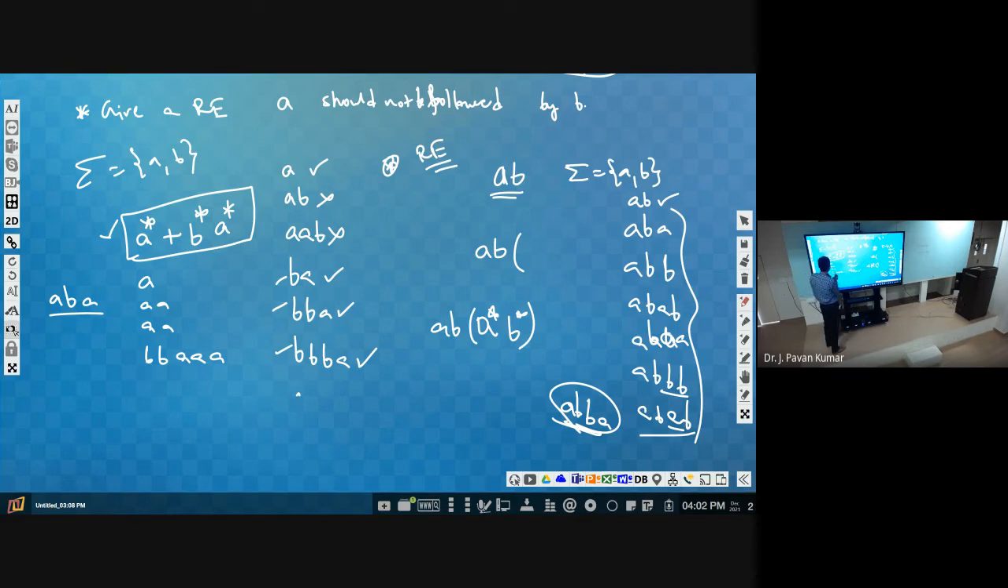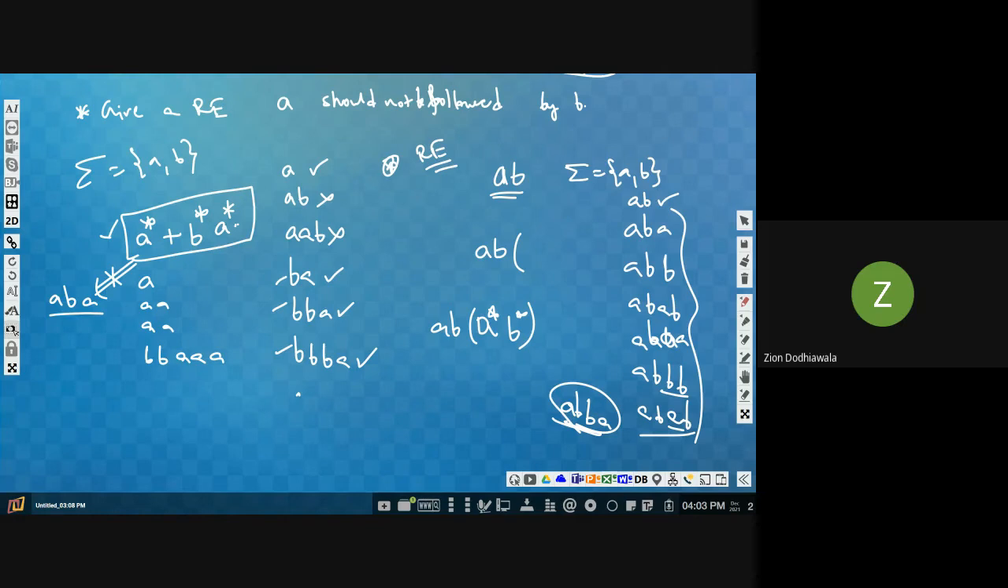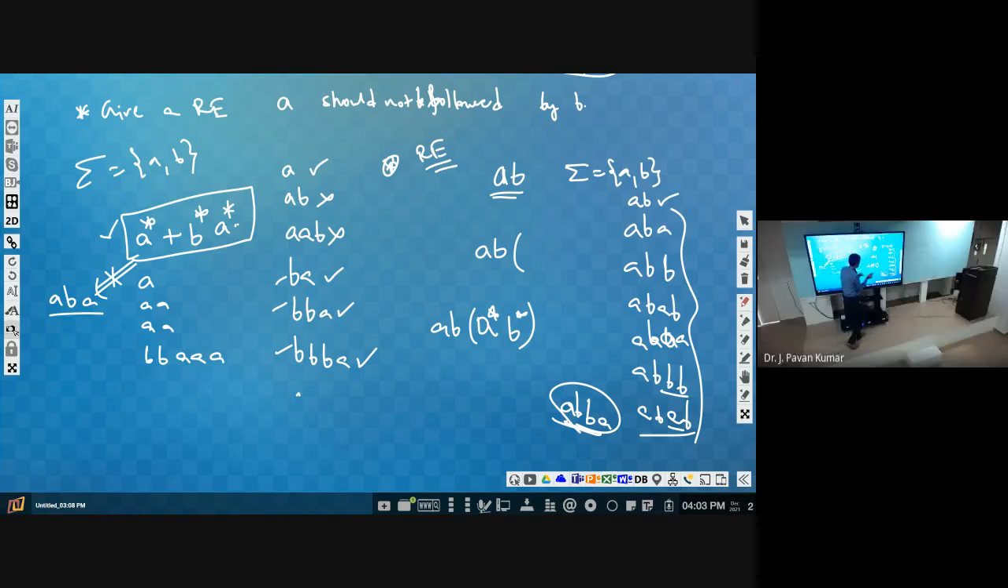ABA is not possible. Either A star or B star A star. We cannot take both, so ABA will not be generated from this. If you consider A star, only A's will be there. If you consider B star A star, then after A star we will not have anything as B. Understand? Yes, sir.